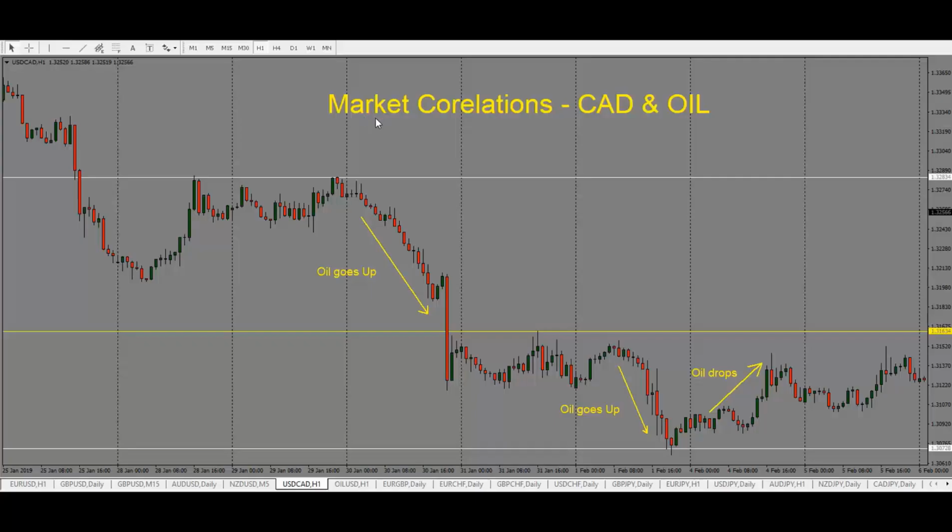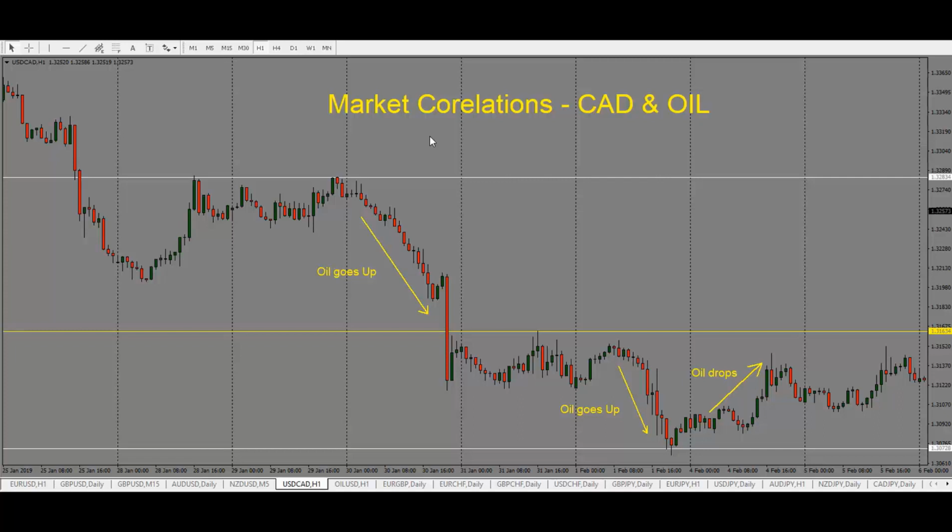Today, we'll take a look at market correlations, and we'll talk about the relationship between Canadian dollar and oil. So let's go on to the charts and we'll take a look at how these two are related and how we can trade them effectively using the market correlations. Today we'll talk about something slightly different, and that is market correlations, specifically Canadian dollar and oil.